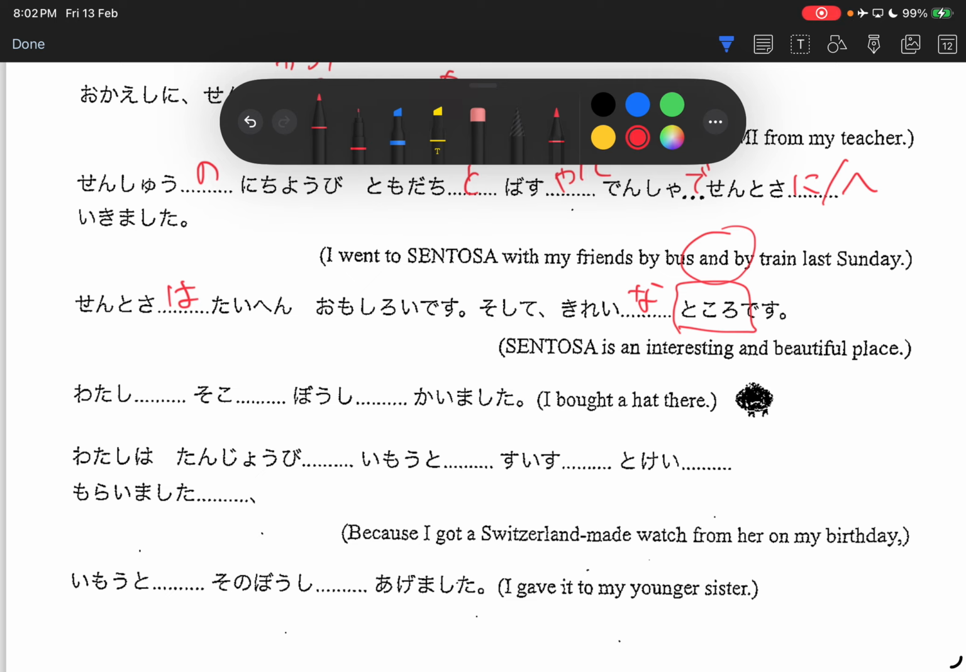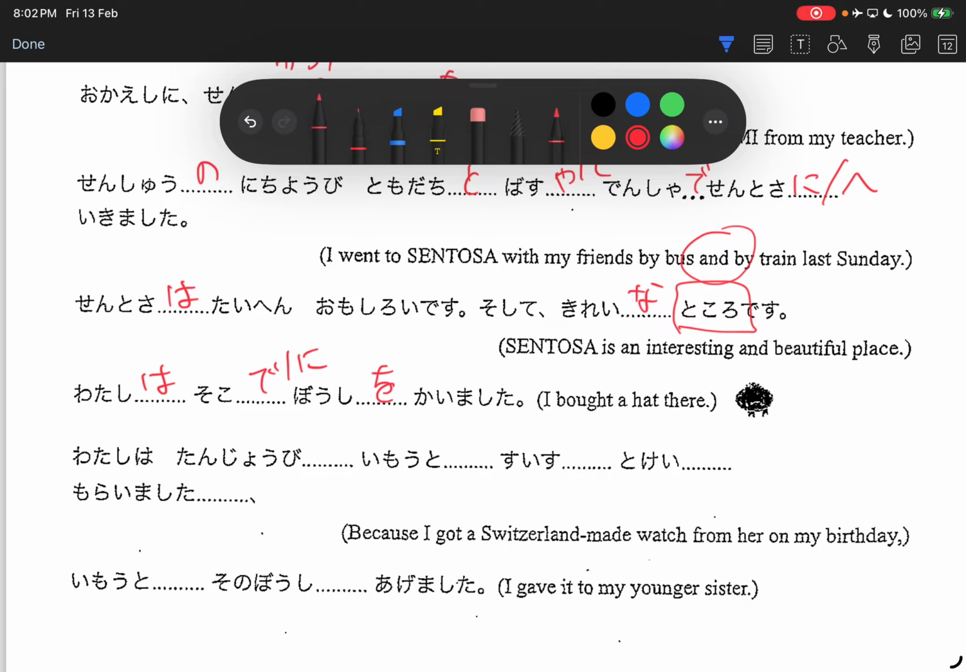Okay, next line. Serene, watashi wa soko de boshi o kaimashita. Very good. So watashi wa, the subject is me. Soko de, place of action where I buy. So place of action is de. Actually, soko ni can also be used, so I buy in there. Soko ni is acceptable, but of course there is the best one.